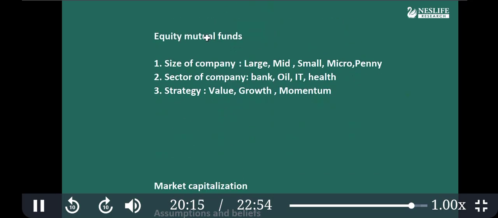There are three types of equity mutual fund classification I demonstrated yesterday. Based on the size of the company, that is market capitalization based: large capitalization, mid capitalization, small capitalization, micro cap, penny cap. As of now, forget these very small companies, but large, mid, and small are what we invest in. Then companies can be classified based on the sector in which they operate, like bank, oil, pharma, IT, health, telecom sector, and so on.